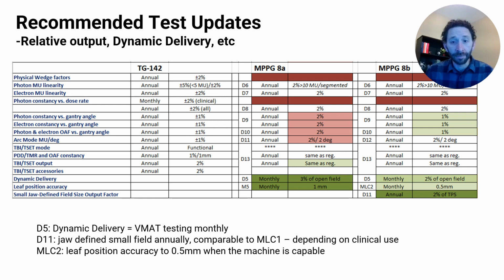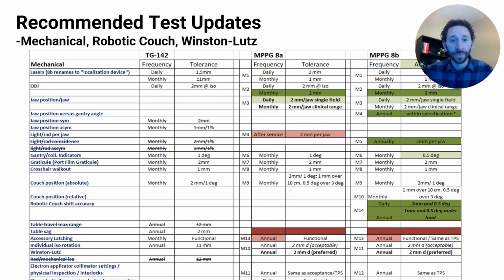D11 would be down here at the bottom, small field defined field size output factor, so something that's important if you're treating stereotactic cases. This is also in MLC1, so depending on your clinical use, if you're using jaws to define small fields or MLC to define small fields, the test might be more appropriate. And then finally, MLC, this is now a tighter test. MLC was put into the mechanical category for 8A and then placed back into its own MLC category for 8B.